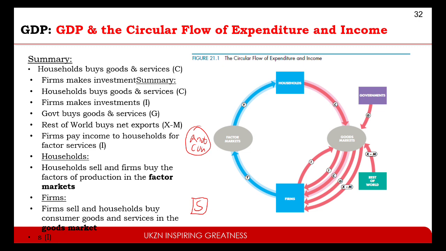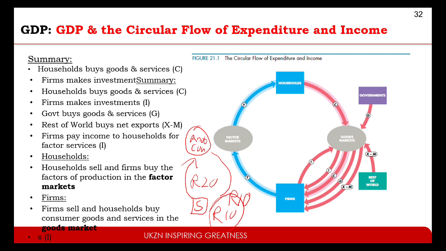If you export 20 rand worth of goods but import 10 rand worth of goods, technically what is your profit? It's 10 rand, right? You can't say 20 rand goes into your business, because when you export 20 rand you also imported 10 rand worth of goods. So your net exports are 10 rand, so basically you made 10 rand positive profit, right?